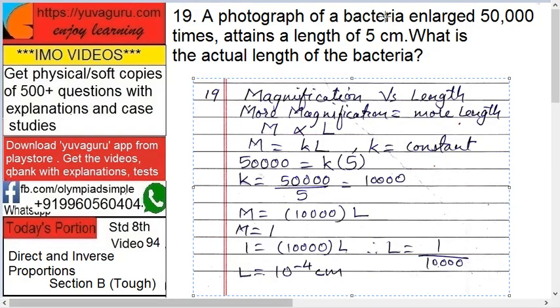A photograph of a bacteria enlarged 50,000 times attains a length of 5 centimeter. What is the actual length of the bacteria? See here, photo is enlarged 50,000 times and then the length is 5. So actual length will be 5 upon 50,000.